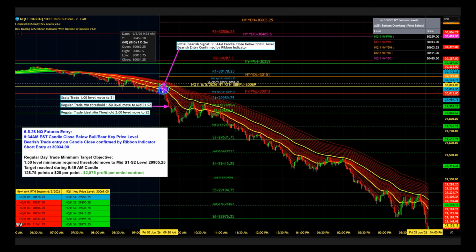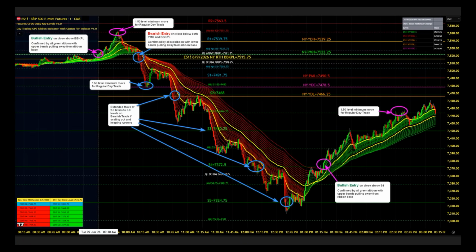However, a candle close above or below a key level alone is never enough. Every trade entry also requires ribbon confirmation. For a bullish trade entry, price must close above a key level and the ribbon indicator must confirm with an all-green ribbon. Ideally, the upper bands of the ribbon should be starting to separate from the ribbon base, showing momentum expansion.